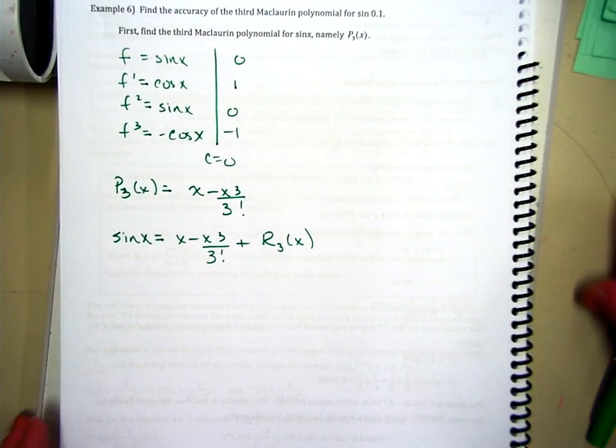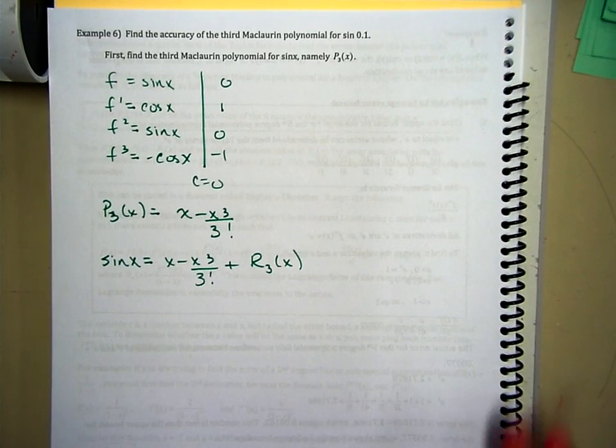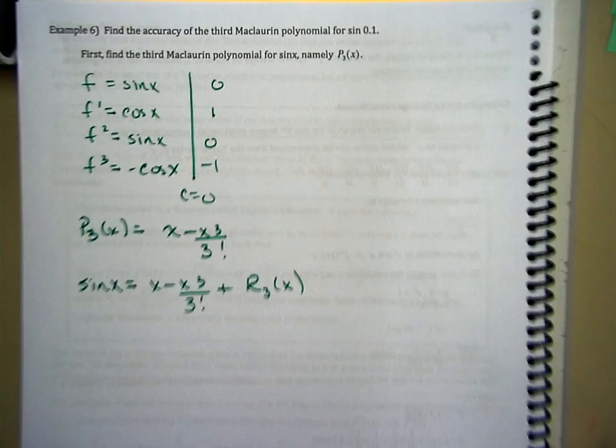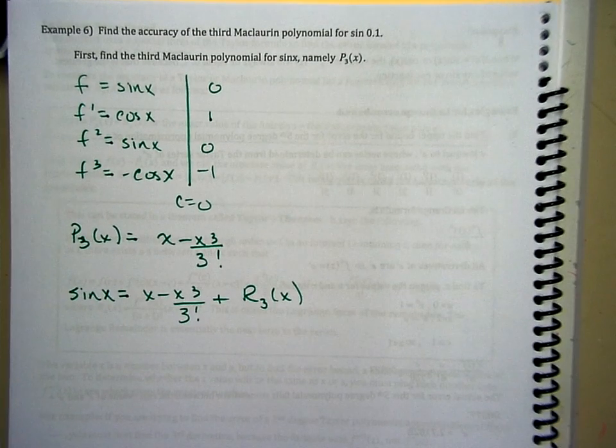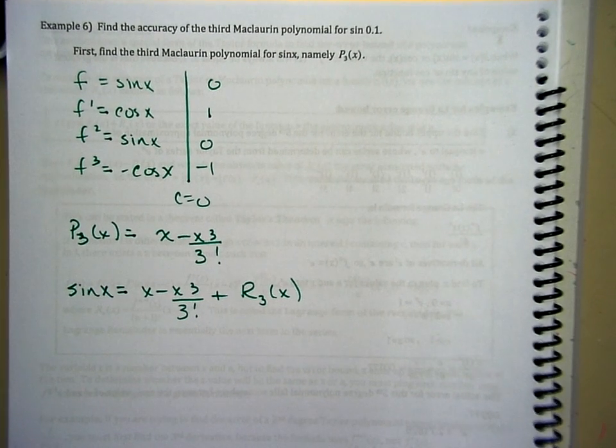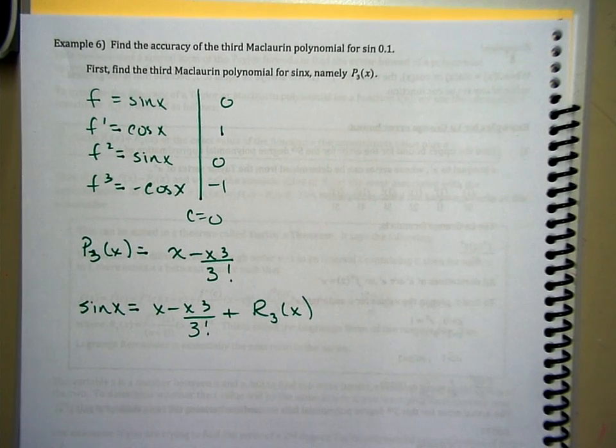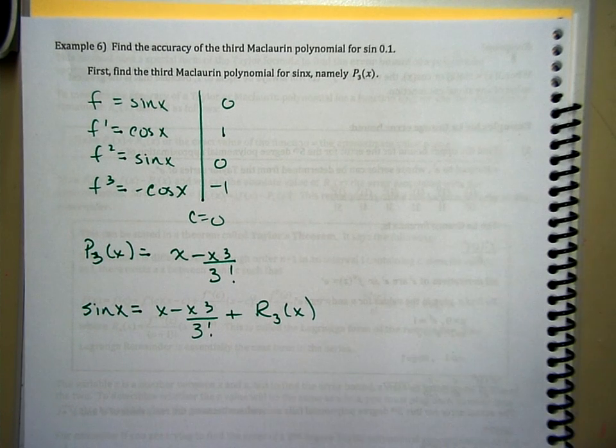Okay, now that you have read through the general idea about the two types of errors that we will see when using these polynomials to approximate functions, alternating series error, where the next term is the error, or a Lagrange error bound, where you will have to maximize the derivative in order to get the biggest error bound possible. So let's take a look at a couple examples.